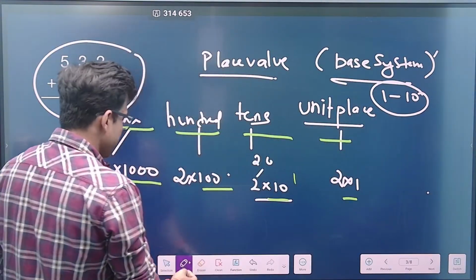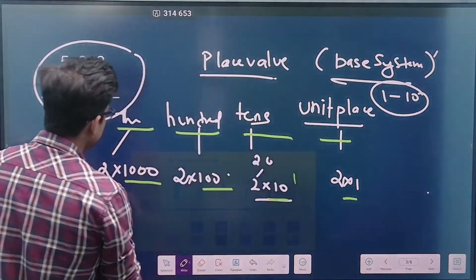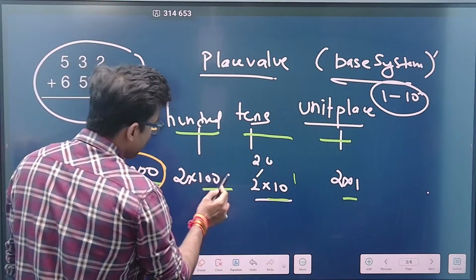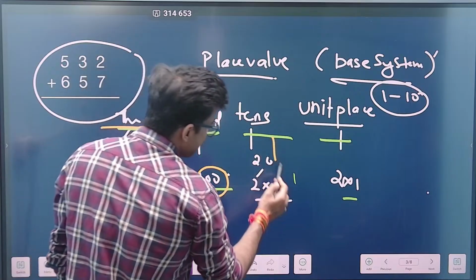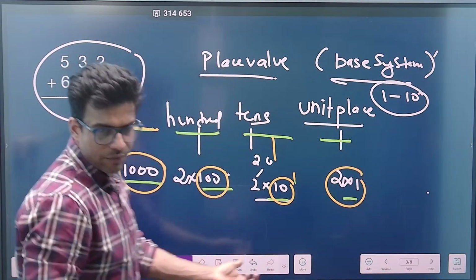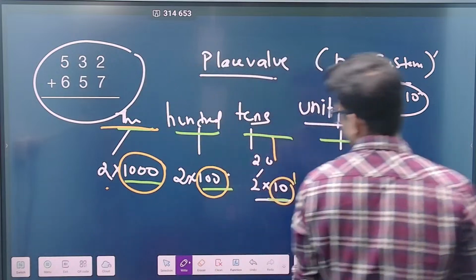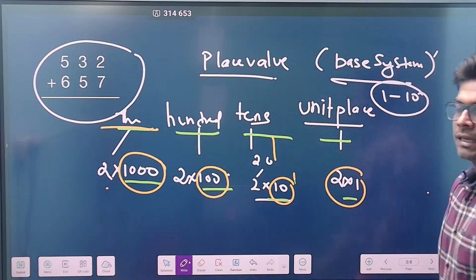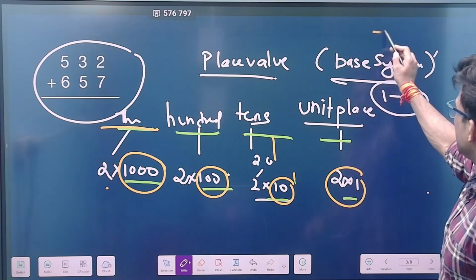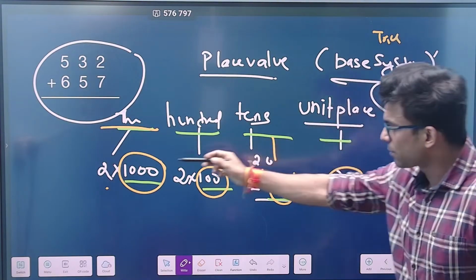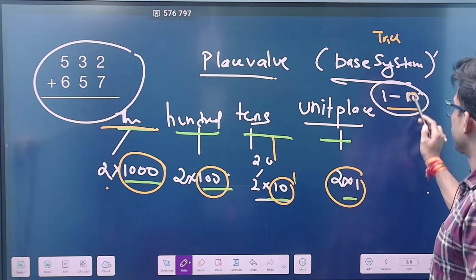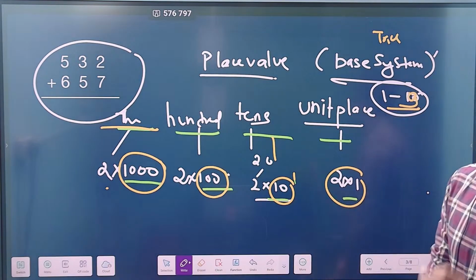Now I will use a concept of this. For example, as I said, in the 1000's place we have 10 to the power 3. In the 100's place we have 10 squared. In the 10's place we have 10 to the power 1, and in the 1's place we have only 1. This is the unit place. Now just try and learn the trick. This will help you a lot. I will be using this part, and in the base system the digits are from 1 to 9. I'm writing 10, but the digits are from 1 to 9.